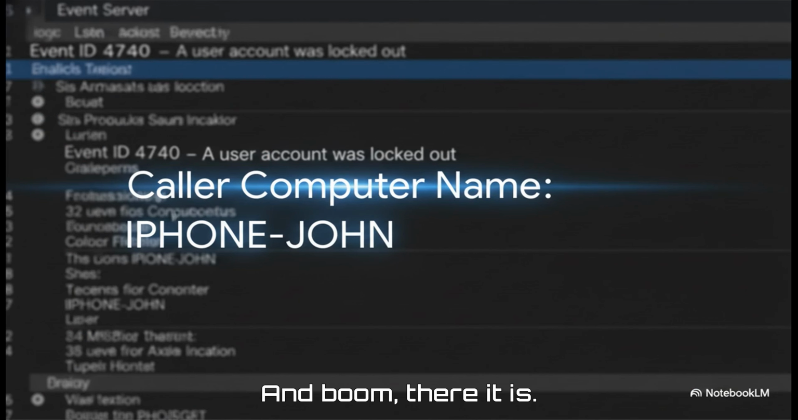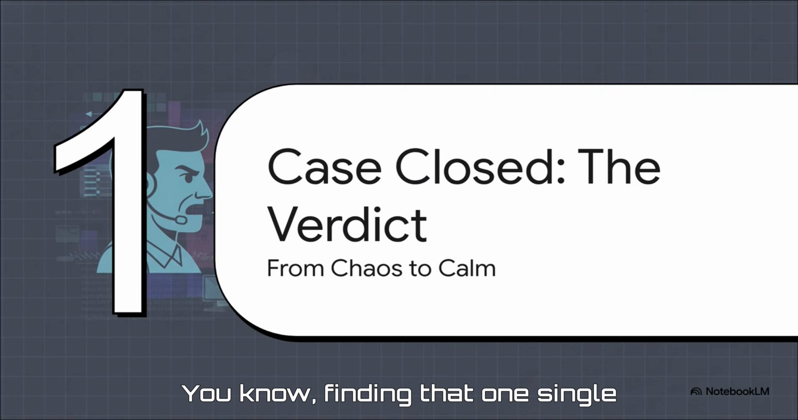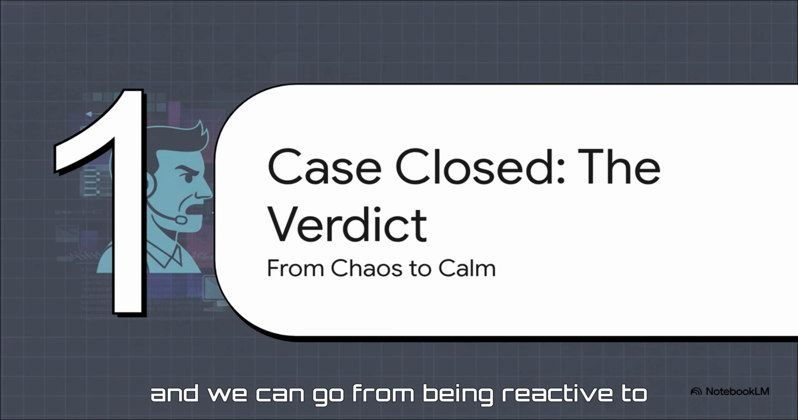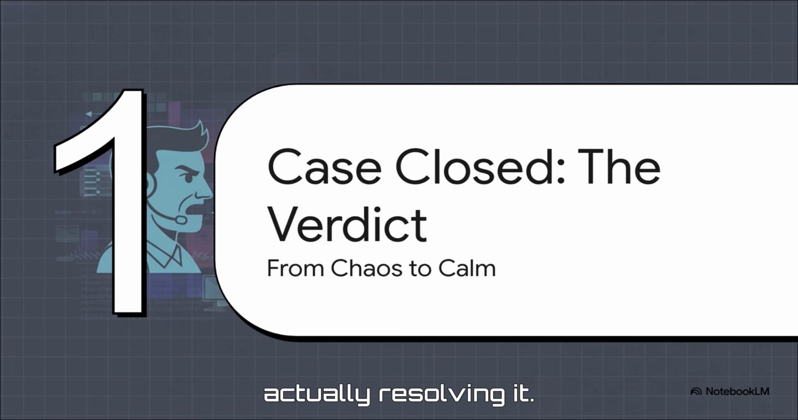And boom, there it is. The aha moment. Buried inside the details of that 4740 event is this one beautiful field, Caller Computer Name. And look at that. It's not their desktop, it's not their laptop, it's iPhone John. We found our culprit. The case is blown wide open. You know, finding that one single line of text changes everything. The mystery is solved. We're not guessing anymore. We know exactly what's causing the problem, and we can go from being reactive to actually resolving it.